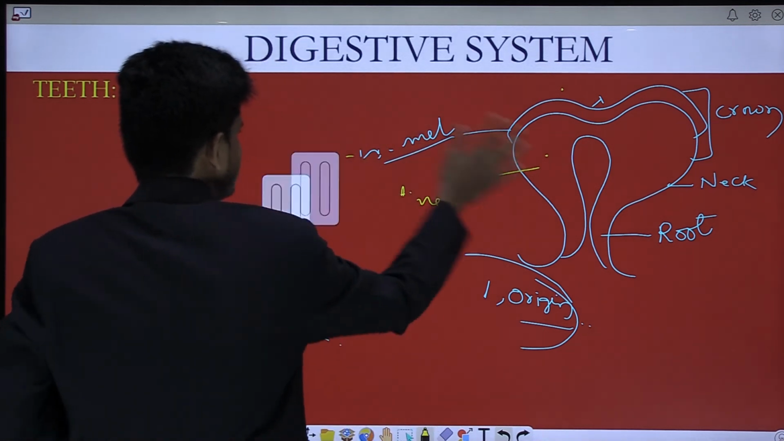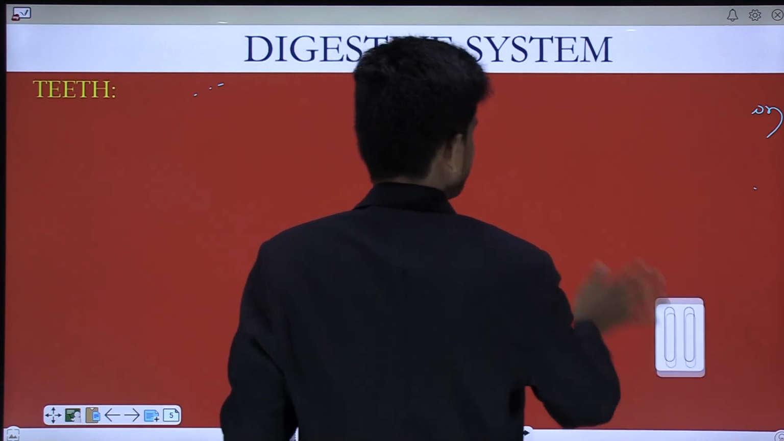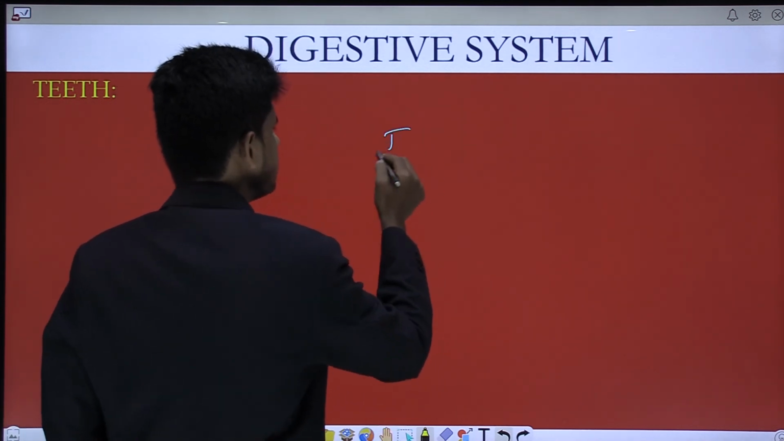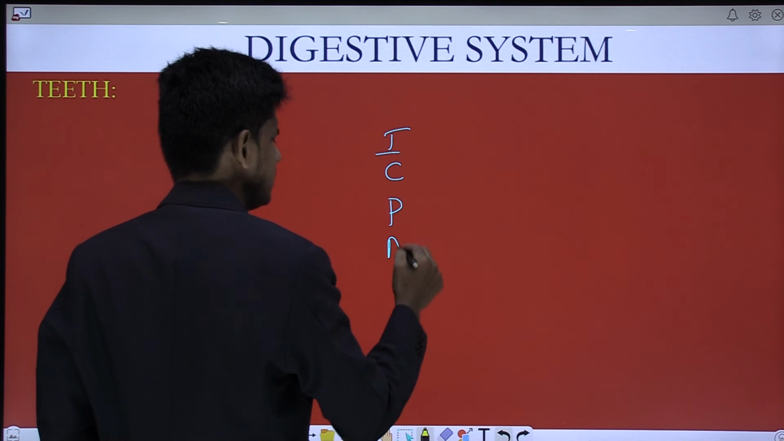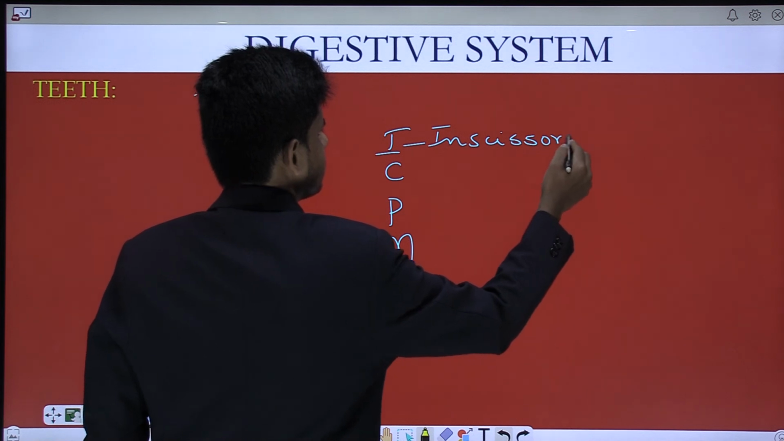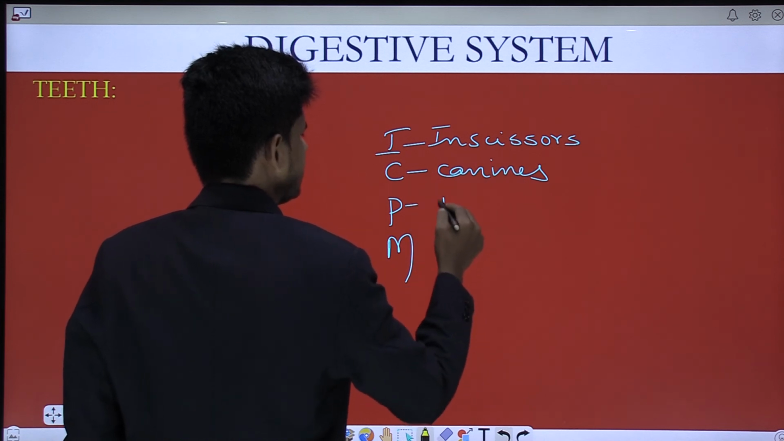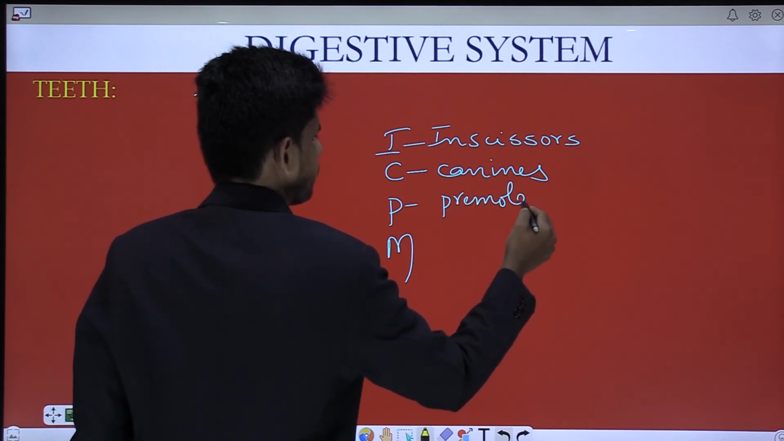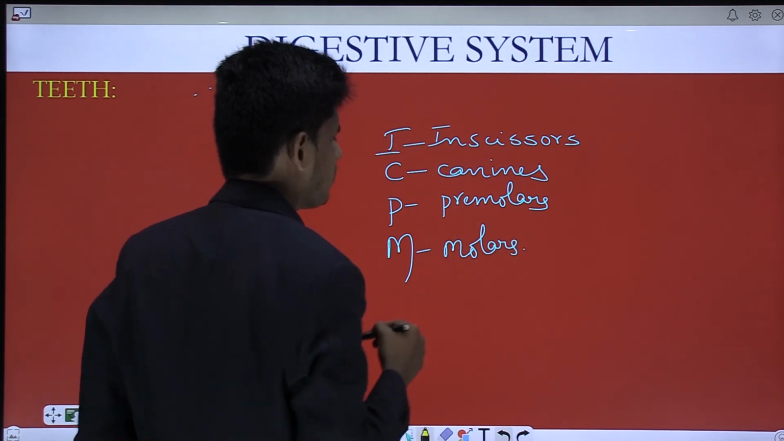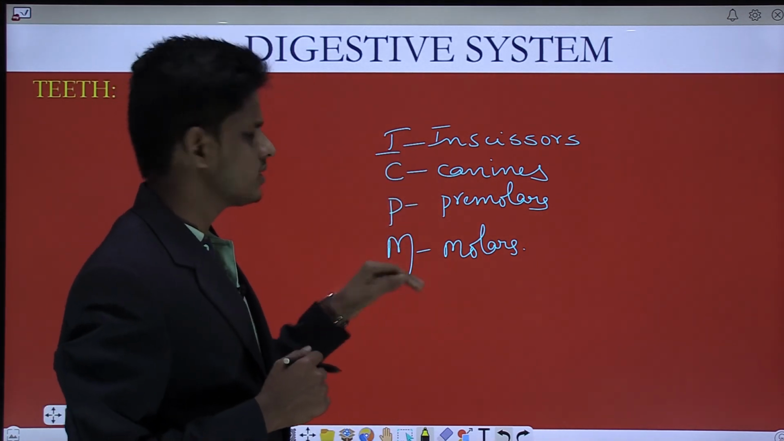And the next thing is, in human beings, we can see 4 types of teeth. How many types? 4 types of teeth. And hence I give you one code, this is ICPM. This is incisors, this is canines, this is premolars, and this is molars. What is that? Molars. So these are incisors, canines, premolars and molars.